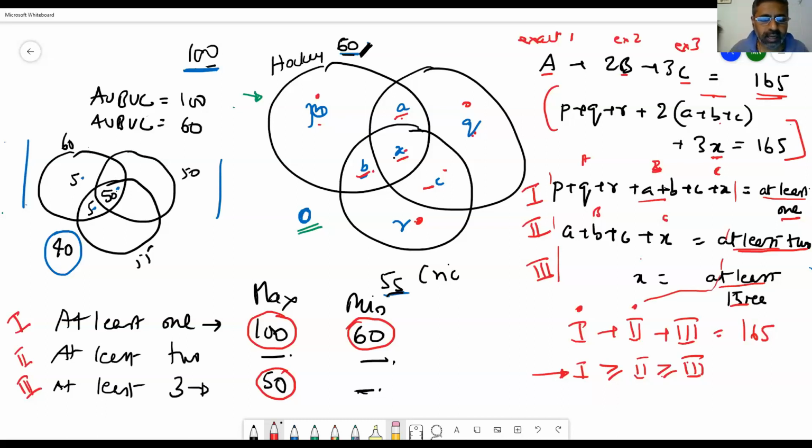Even if you have one single, let's say if P is equal to 1, then obviously the number of people choosing at least 1 will be more than the number choosing at least 2. You cannot have a situation where the people choosing at least 1 will be less than the number choosing at least 2, and that also cannot be less than the number choosing at least 3. Are you conceptually okay with this until this point? Okay, are you okay with this?